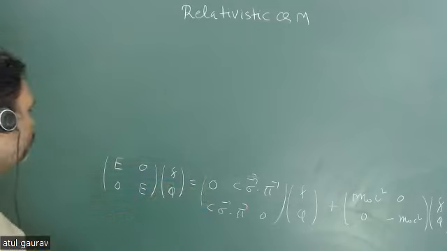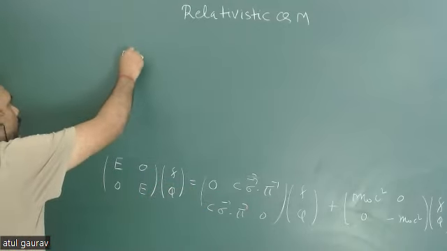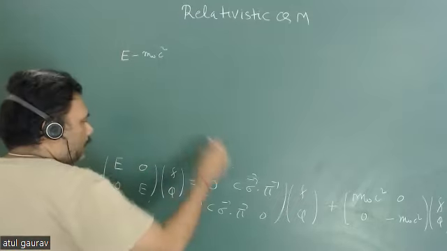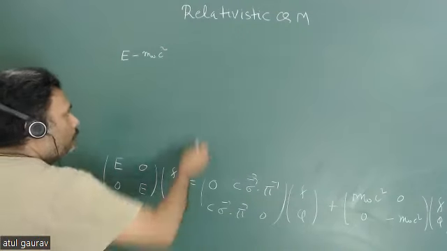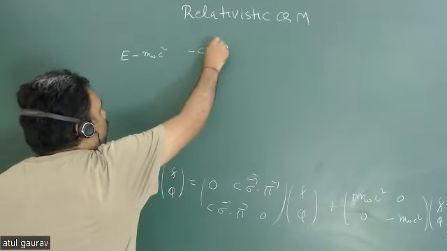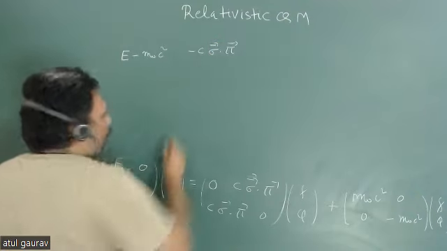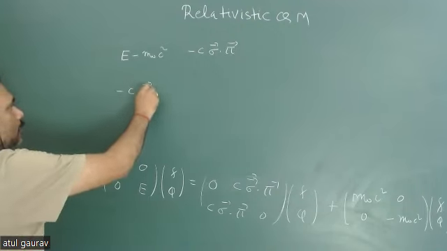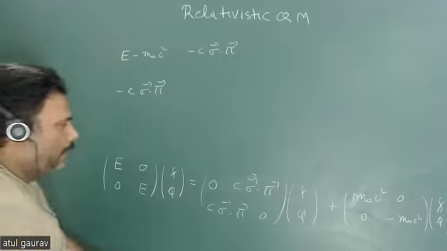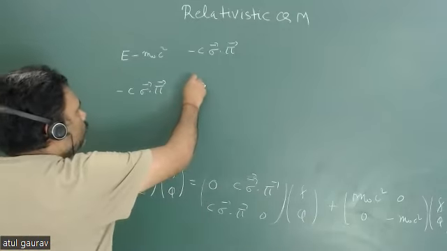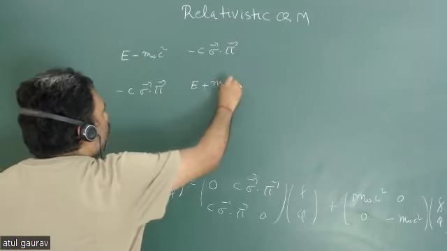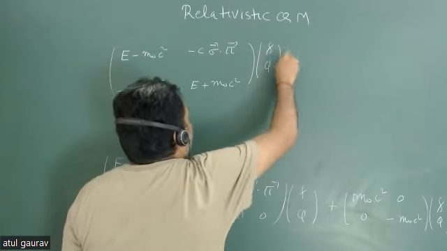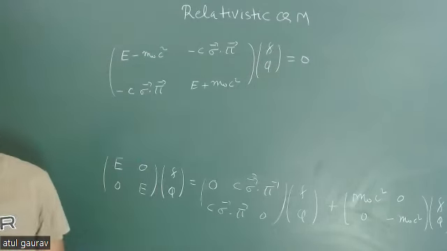Now you can write this whole thing as E minus m naught c square, and this thing will come to this side, so we can write minus c sigma dot pi. This thing is again on this side, so this will be minus c sigma dot pi, and this will come to this side, so you will get E plus m naught c square. We have to solve this particular equation.